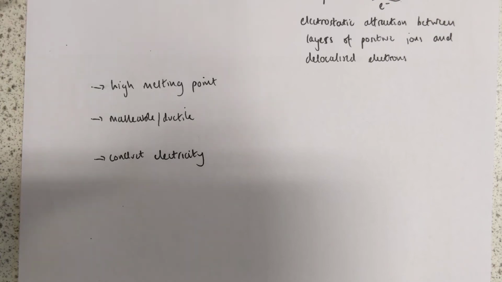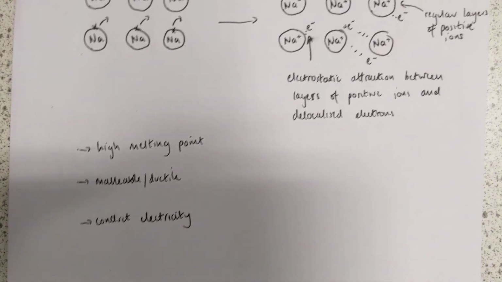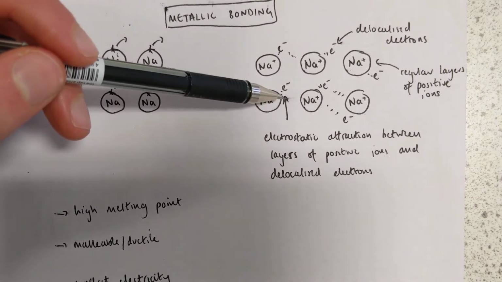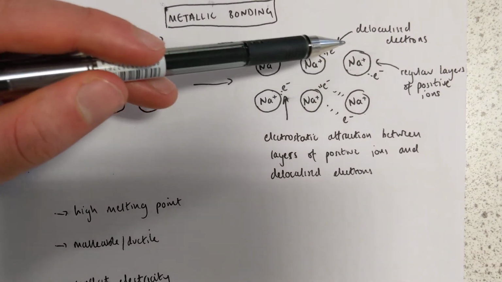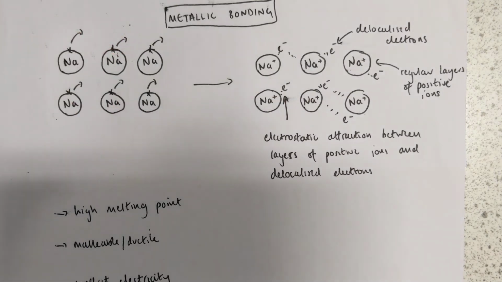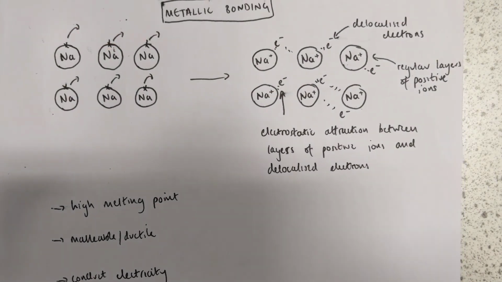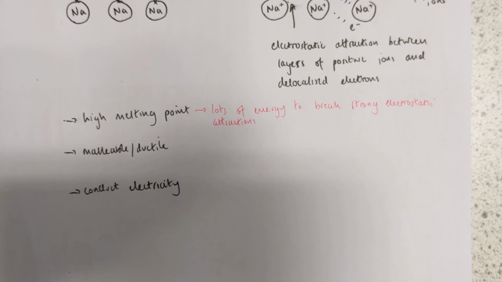So in terms of the high melting point, that again is to do with the strength of the attractions. Electrostatic attractions are very strong and hard to break, so it's going to take a lot of energy to break apart all the electrostatic attractions in this big structure and get it to melt into a liquid. So lots of energy is needed to break those strong electrostatic attractions.